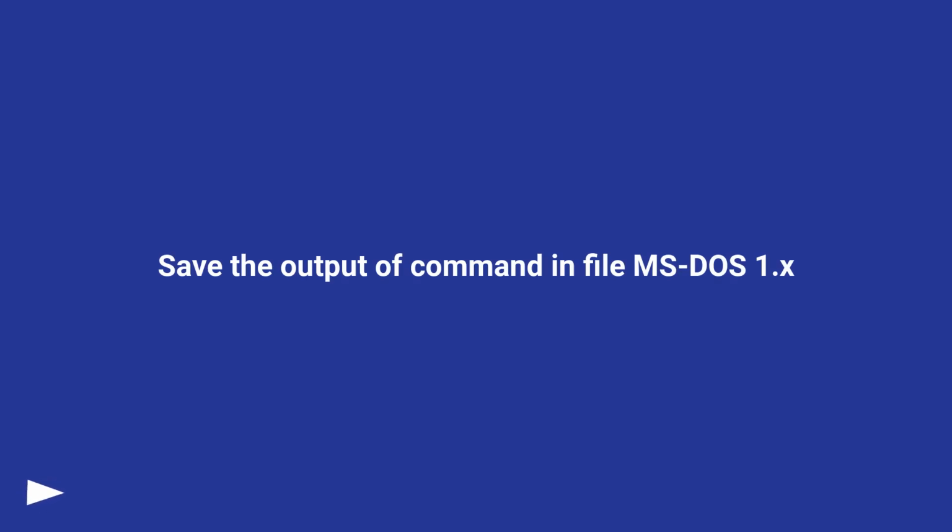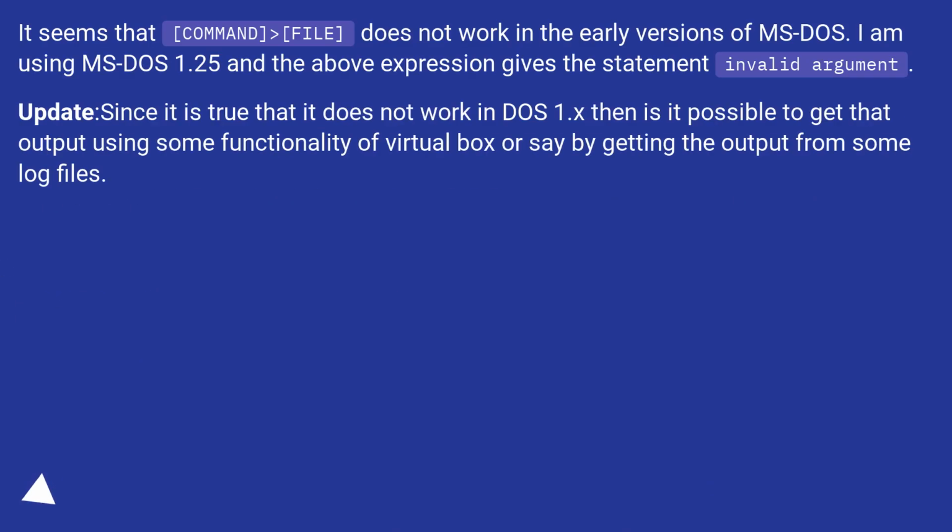Save the output of command in file msdos1.x. It seems that the command and the > file redirection do not work in the early versions of MS-DOS. I am using MS-DOS 1.25 and the above expression gives the statement, invalid argument.